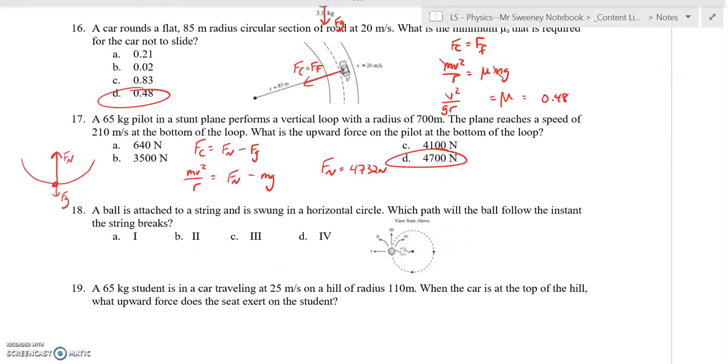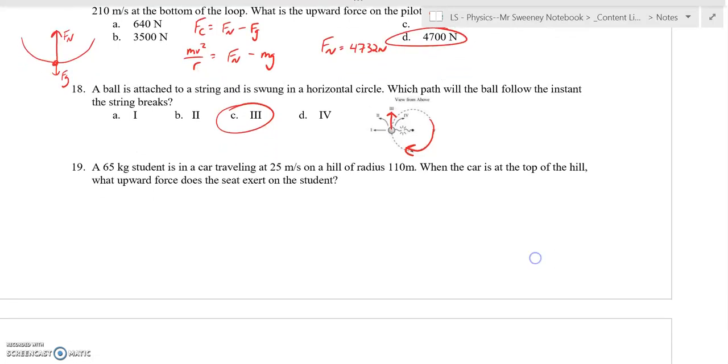18, a ball is attached to a string, swung horizontally. What path will the ball follow the instant the string breaks? So our circle is going around, let's call it clockwise. As it breaks, it's going to fly tangent to the circle, which is path 2.